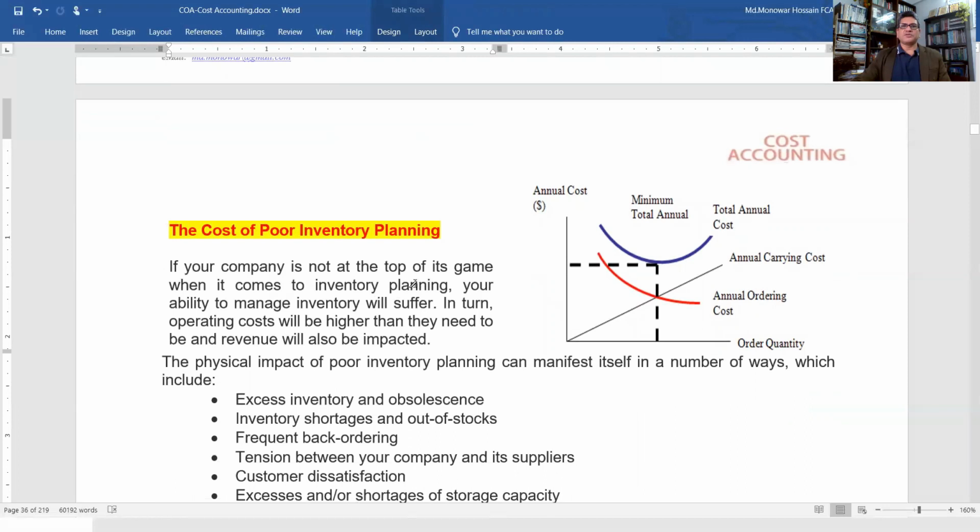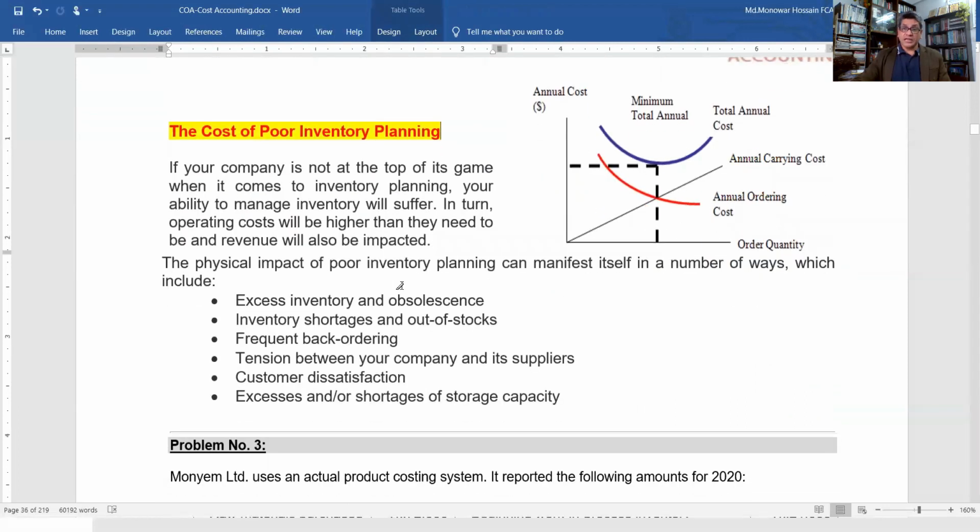The cost of poor inventory planning: if the inventory planning is not up to the mark or not efficient, then there will be excess inventory and obsolescence costs, and inventory shortage or out of stock, so operations would be hampered, etc.